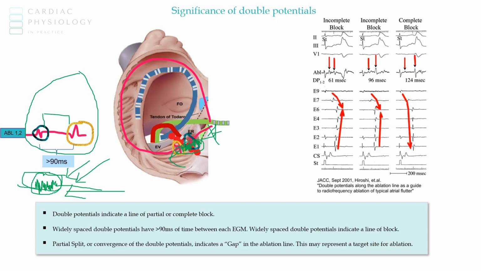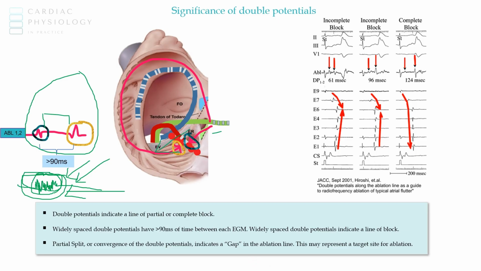And sometimes what can happen is, let's say that the gap in the CTI is at the IVC end. So let me get rid of some of this clutter. So let's say that the gap is at the IVC end. And so we've got block along the anterior and mid portion of the CTI, but we don't have block on the IVC end. So conduction is sneaking through the IVC end.